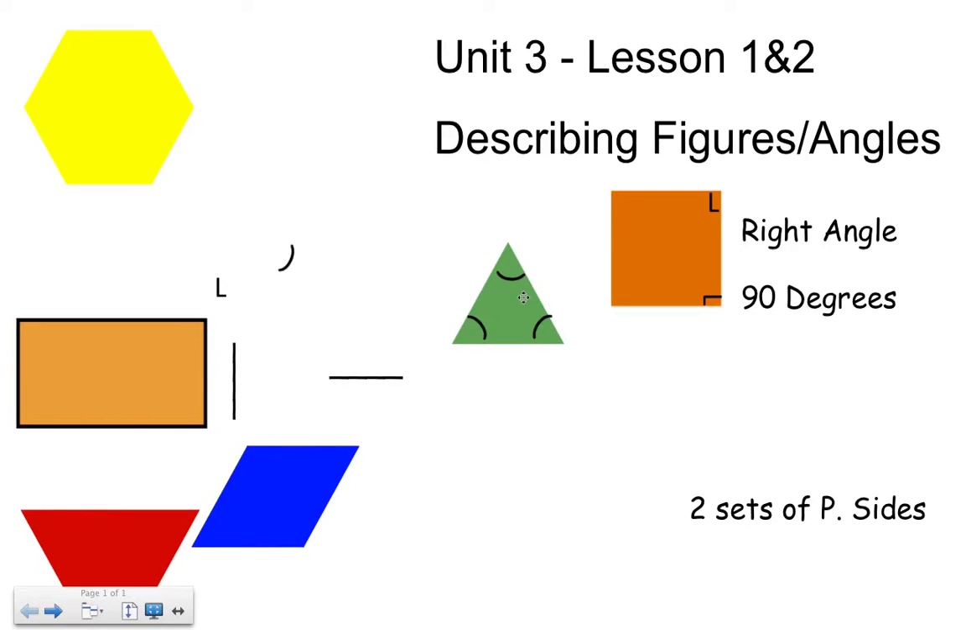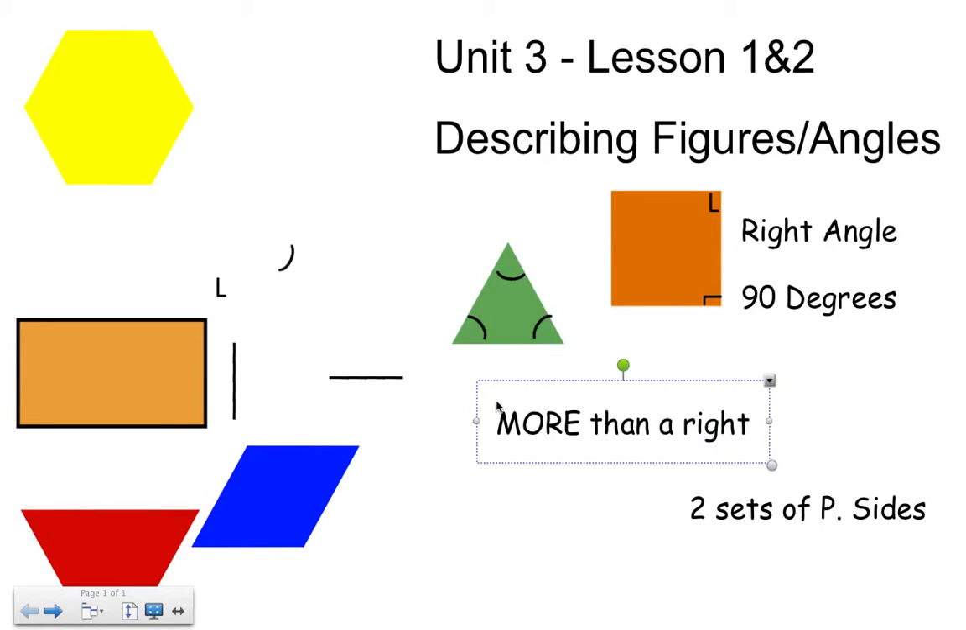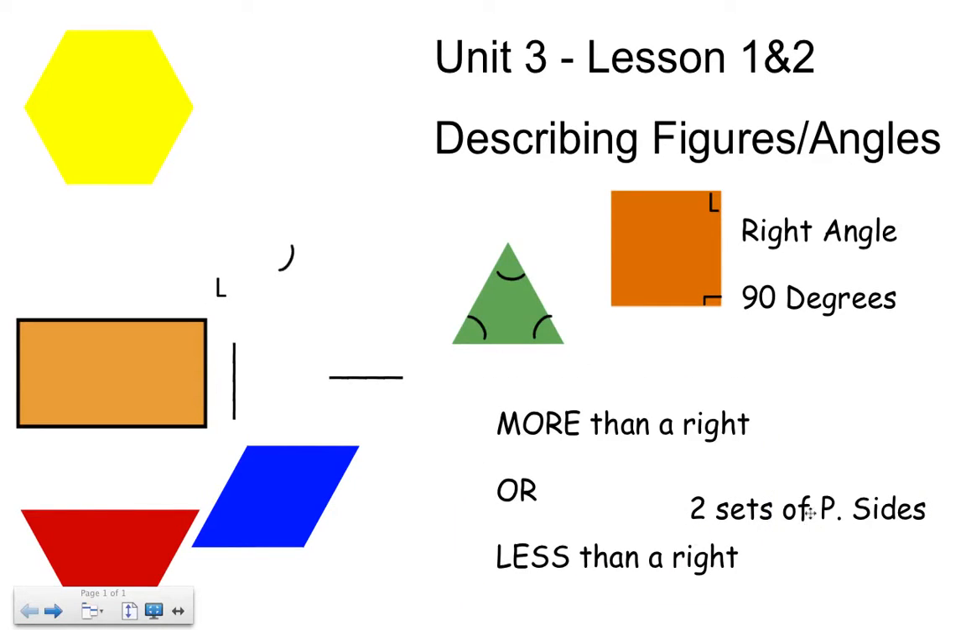When we do shapes without right angles, we ask ourselves, is it more than a right angle, or is it less than a right angle? Those are the pieces of information that we're going to ask in this lesson here. When I look at this, this is less than a right angle. This is less than 90 degrees, because from here to here is less.